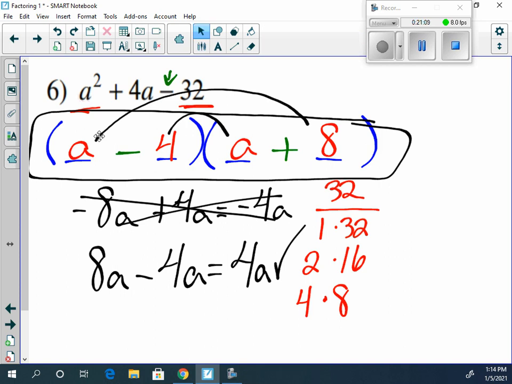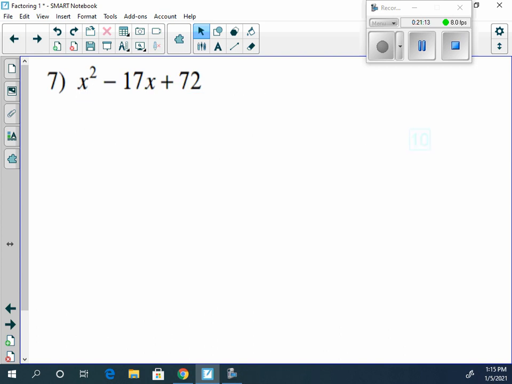Any questions on any of this here so far? Let's do one more of these here, then we'll do the last type that we'll look at.